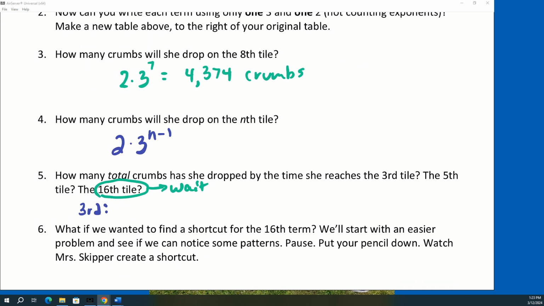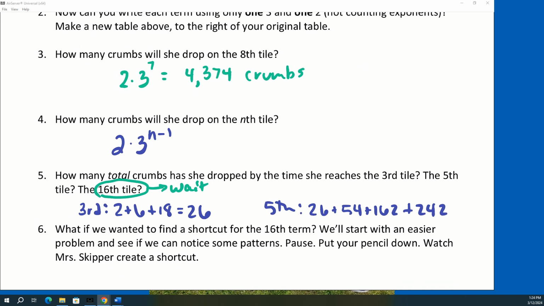Okay, so then to get the third, how many total crumbs she's dropped when she gets to the third tile, you add the first, second, and third tile crumbs and get 26. And the fifth, you add the first, second, and third, which we already know is 26, plus the fourth and the fifth, 242.